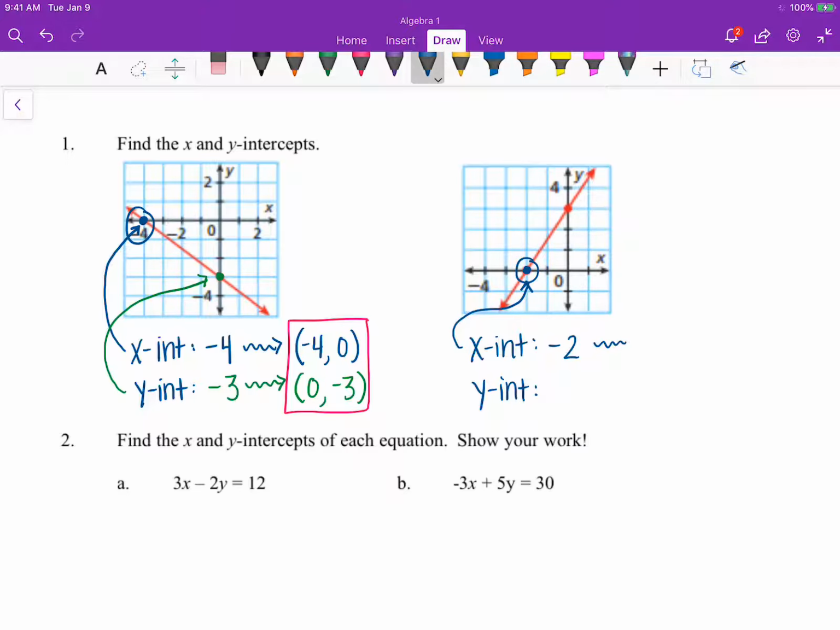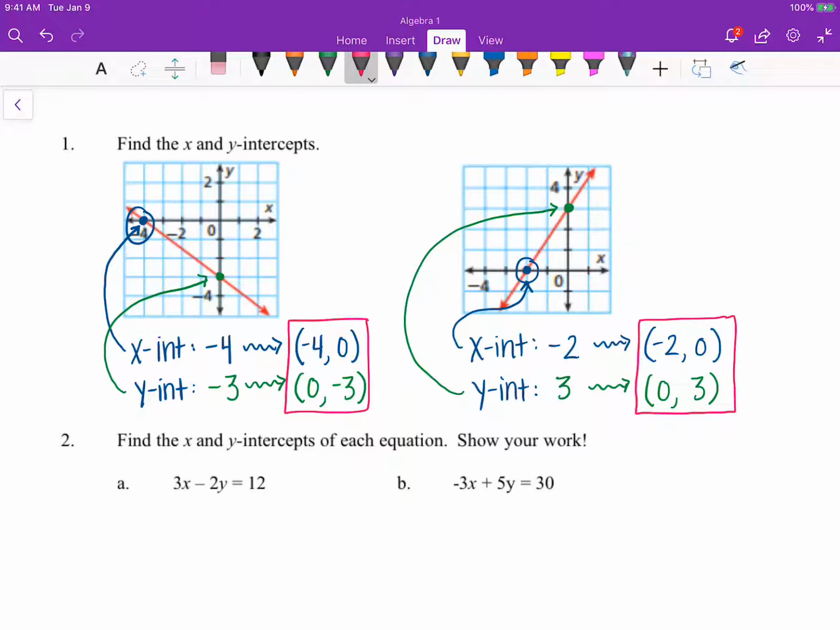Now the way that I would write that as a point though would be (-2, 0). And then it's hitting the y-axis for the y-intercept right up here at the number 3. And the way that I would write that is it's left or right 0 and up 3, so (0, 3). You do have to have your answer written in point form, just like that.